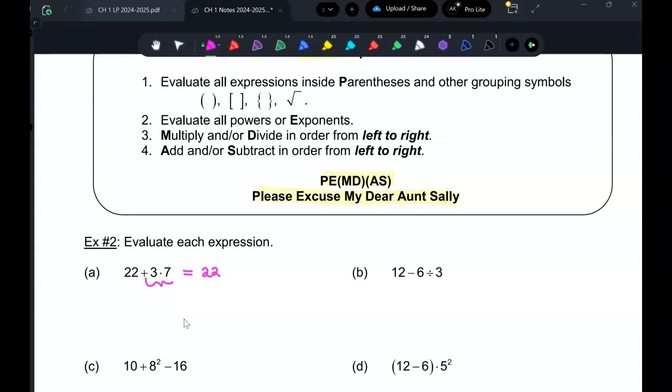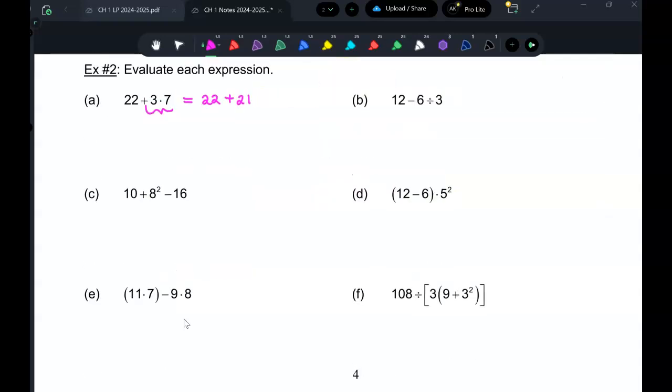3 times 7 is 21. Sorry, I'm just showing my work. I was writing 22 plus 21. It's 43.